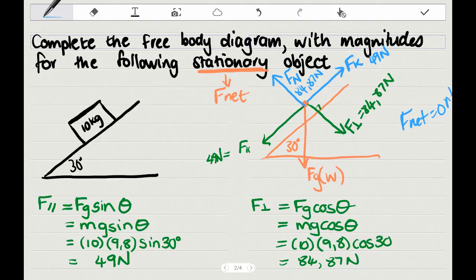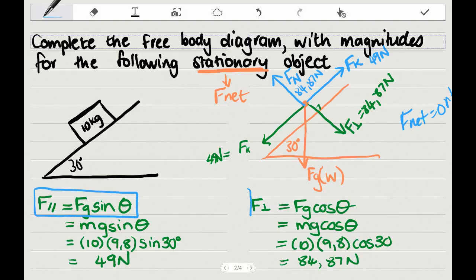And what was important here was to see that if it's completely stationary, both of the planes, so this parallel plane and the perpendicular plane, both of their net forces have to be equal to 0. Now, just a few tips. First of all, remember these formulas.